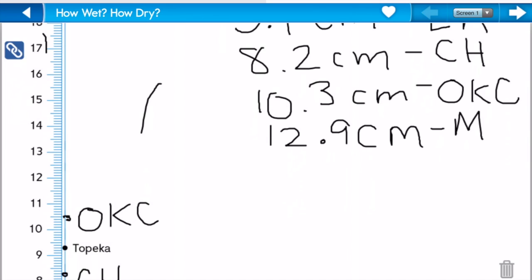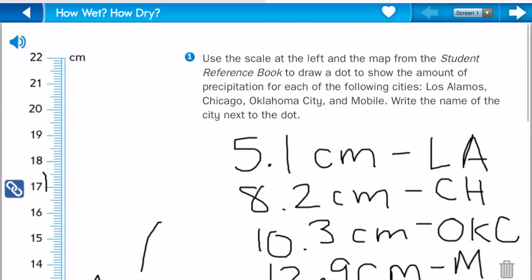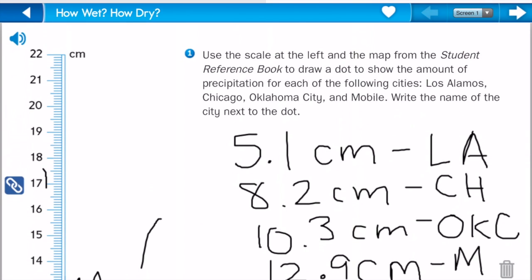And now we have Mobile, and it is 12.9. So we find the 12 and count up 1, 2, 3, 4, 5, 6, 7, 8, 9 places. Put it right there on, oh, whoops, got it on 13 too much. There we go. I'm going to put an M by it for short. Alright, so this is what yours should look like. You should have these points marked just like this. Now let's go to our next screen.